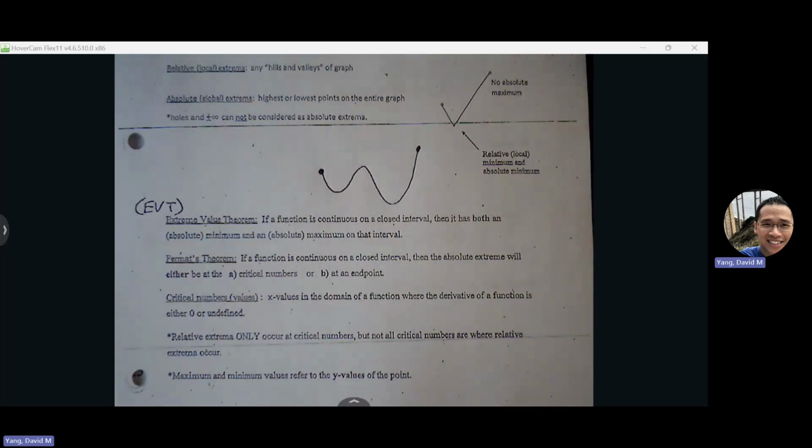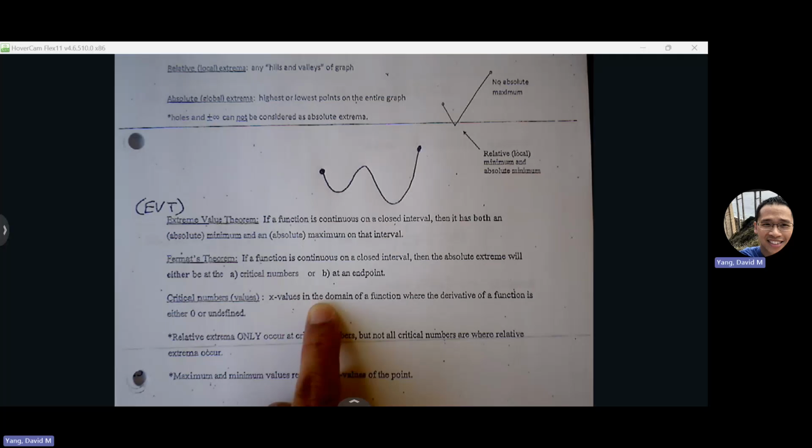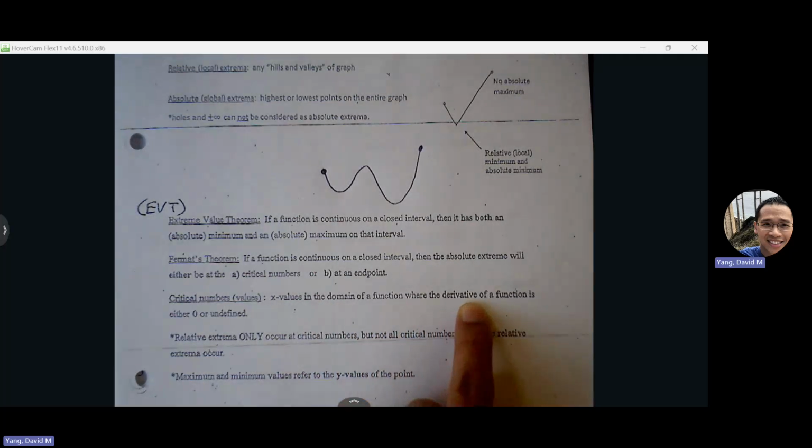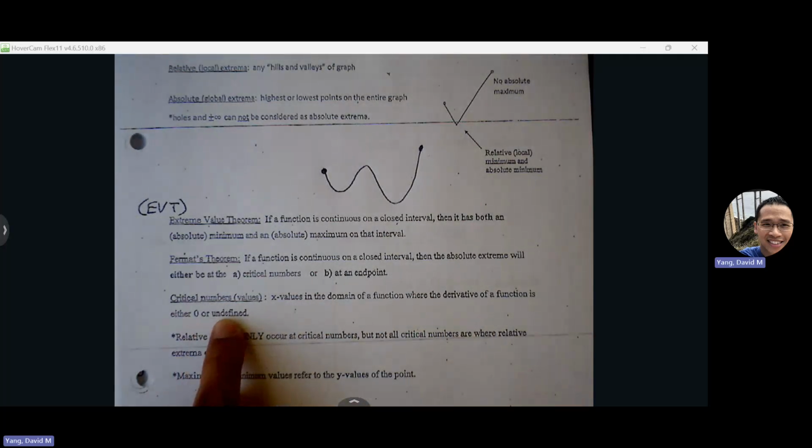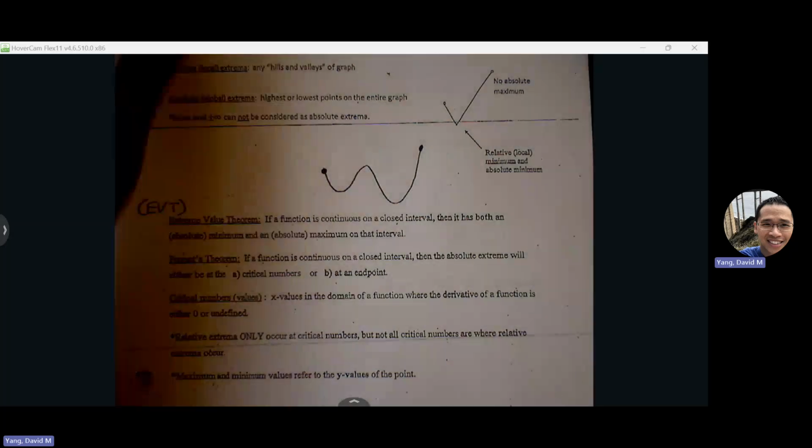And then if we compare all those y values by plugging into the function, we can decide what is the highest and lowest points on the graph without physically looking at the graph. So critical values are values in the domain of a function where the derivative of a function is either 0 or undefined. So let me just draw another quick example here.